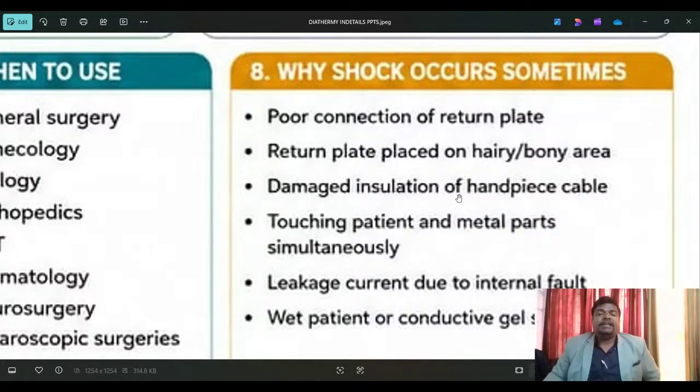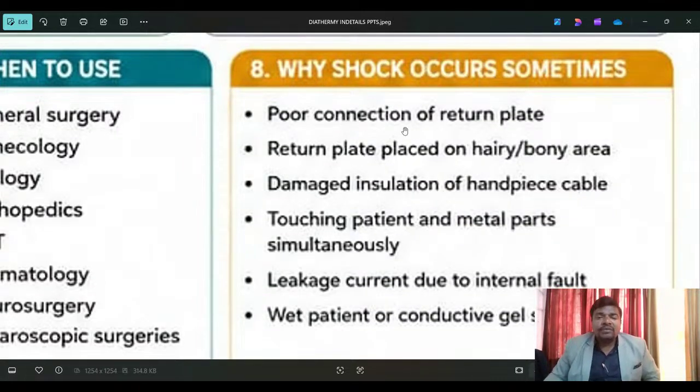Okay, right. Poor connection of the return plate. Before going to the surgery, you have to communicate with all the technicians. Because in busy time they are not checking, that is the poor connection of the return plate.